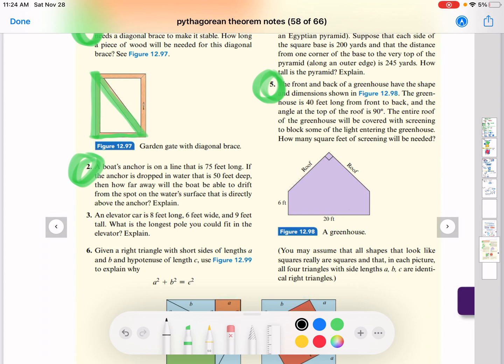And this picture looks like, here's the water. And there's a boat. And they've dropped an anchor. And the anchor is 75 feet. Sorry, that rope is 75 feet long. The water is 50 feet deep. And how far can they go from there?